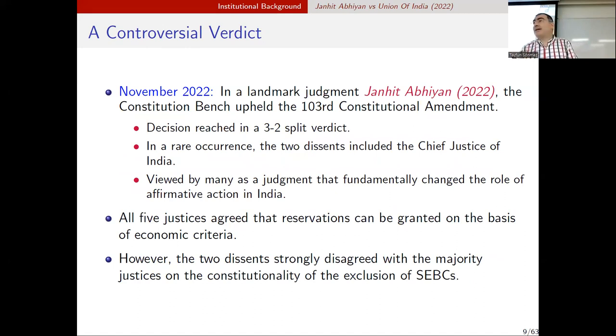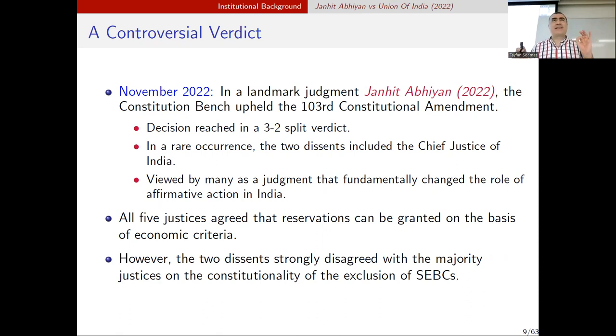And I actually published an op-ed in The Hindu a week before the verdict with Professor Deshpande, who's a renowned scholar in the reservation system in India. To our surprise, in a landmark judgment, Janhit Abhiyan, what we expected didn't happen. The constitution bench upheld the constitutional amendment. So the bench deemed the amendment valid.